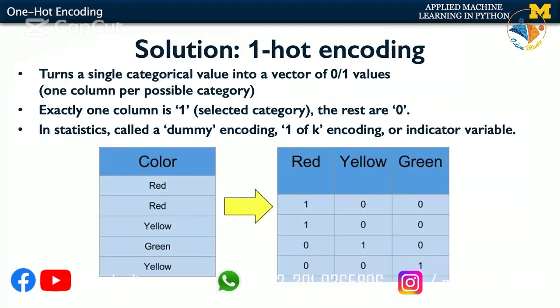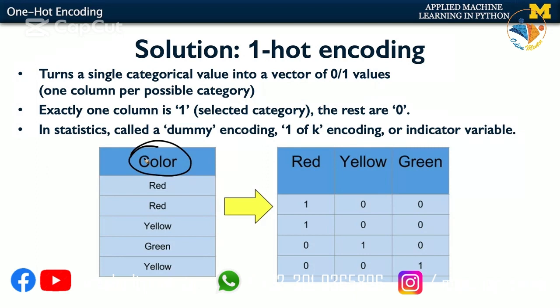So one very widely used solution to deal with categorical variables is called one-hot encoding. What that does is it takes a single categorical value and turns it into a vector of binary values. The way the encoding works is you look at your categorical feature and you make a list of all the possible values that it could take. So in this example, I've pretended that there are only 3 possible color values, red, yellow, and green.